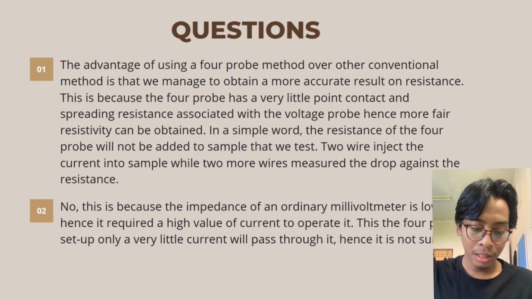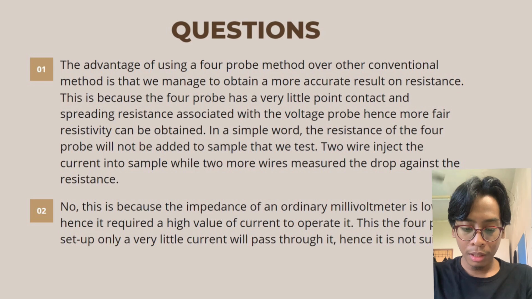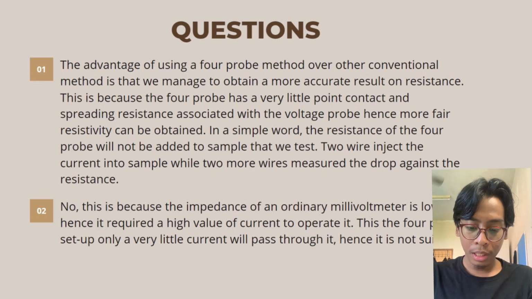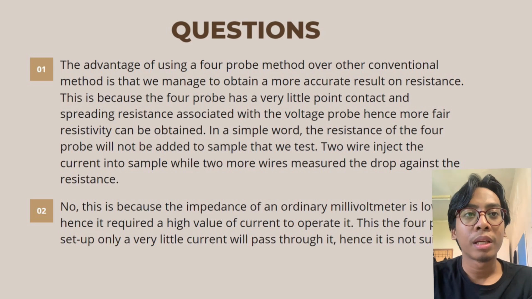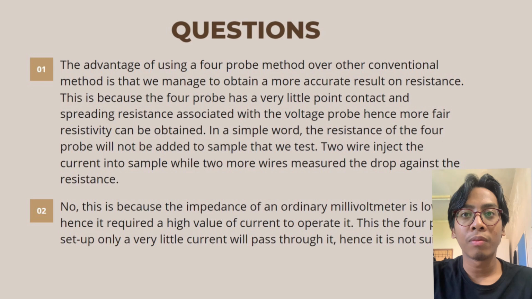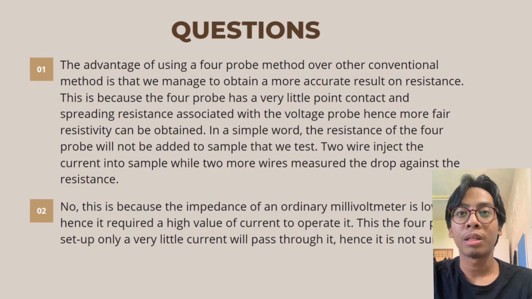The second question is, can we use an ordinary millivoltmeter instead of an electronic millivoltmeter or potentiometer to measure the inner probe voltage, and why? For this question, it will be no, because the impedance of an ordinary millivoltmeter is low, hence it requires a high value of current to operate it. In this four-probe setup, only a very little current will pass through it, hence it's not suitable.